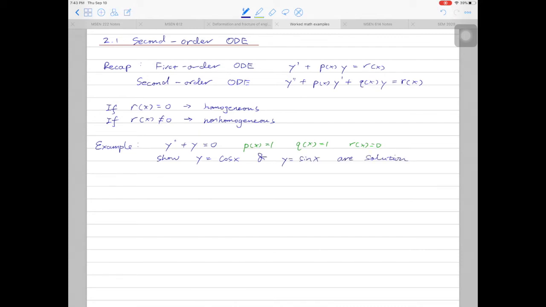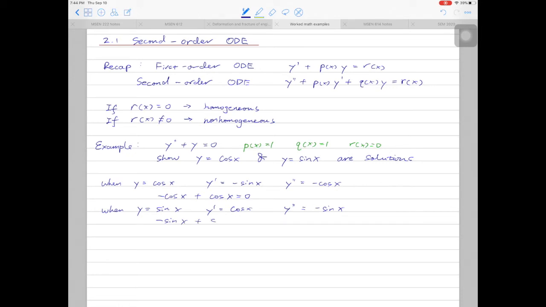are the solutions for this second-order ODE. The process is very straightforward. When y is equal to cos x, y' is equal to minus sin x, and y'' is equal to minus cos x. If you do substitution, you will get 0. Similarly, if y is equal to sin x, y' is equal to cos x, and y'' is equal to minus sin x. Again, if you do substitution, the sum will be equal to 0.